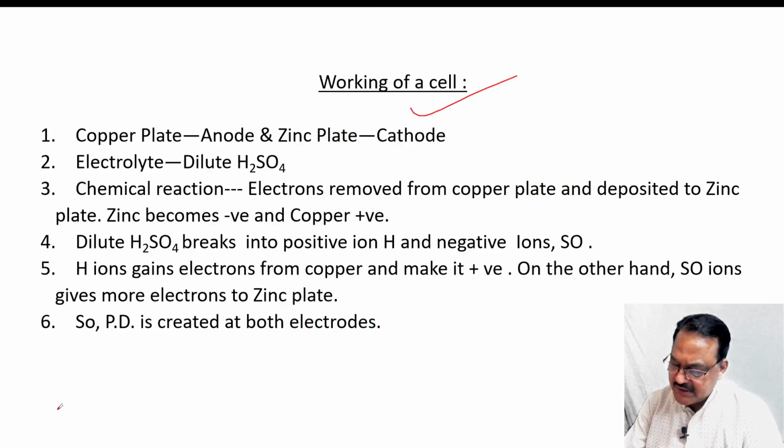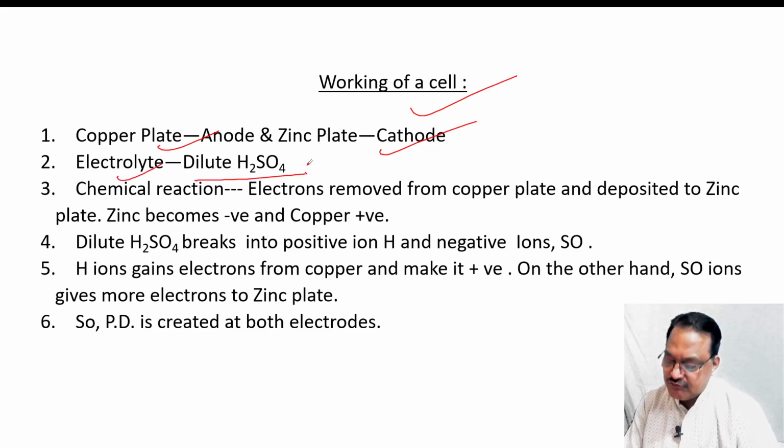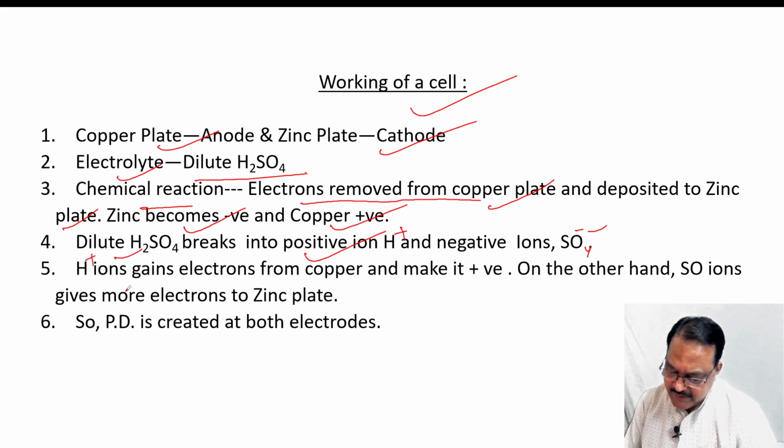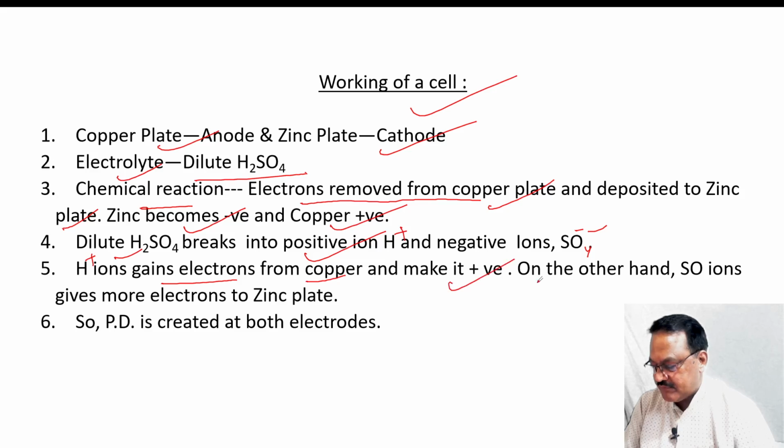The same thing is written here. So you can say copper plate is anode, zinc plate is cathode. As I explained, the electrolyte here is H2SO4. Chemical reaction: electrons are removed from the copper plate and deposited to the zinc plate. We have already discussed, zinc becomes negative and copper becomes positive. Dilute H2SO4 breaks into positive ions and negative ions. Hydrogen ions gain electrons from copper and make it positive.